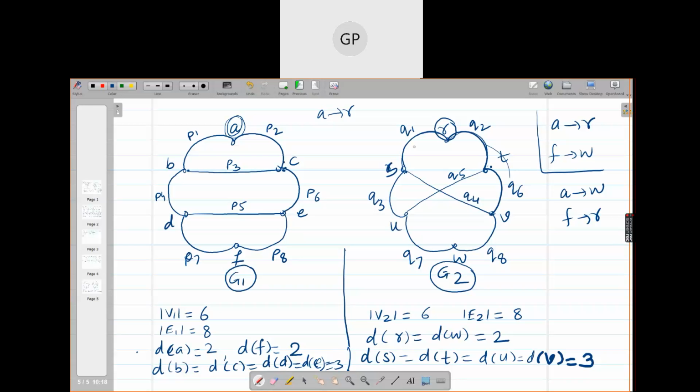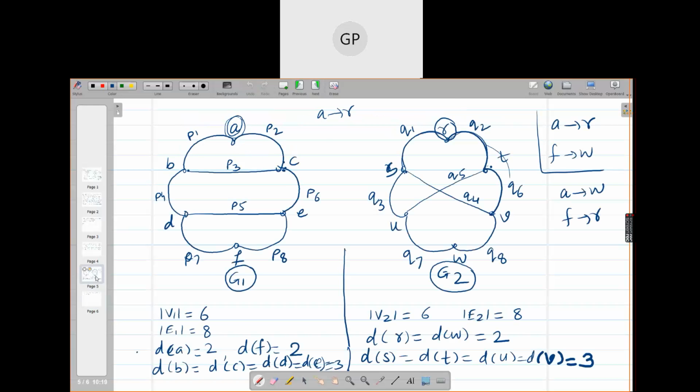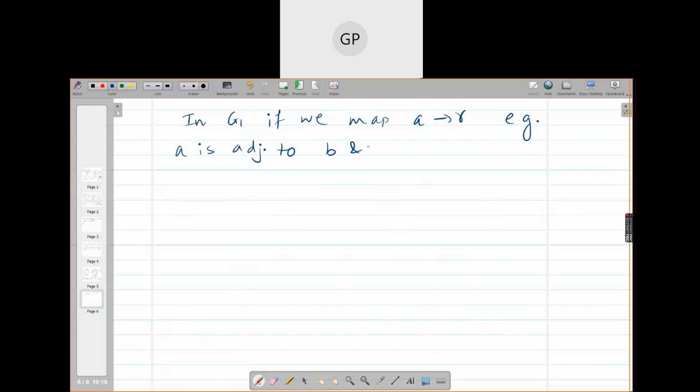Do you understand it? Yes, ma'am. So write down these things. In G1, if we map A to R, for example, A to R, A is adjacent to B and C, each of degree 3. A is adjacent to B and C, and B and C are adjacent.